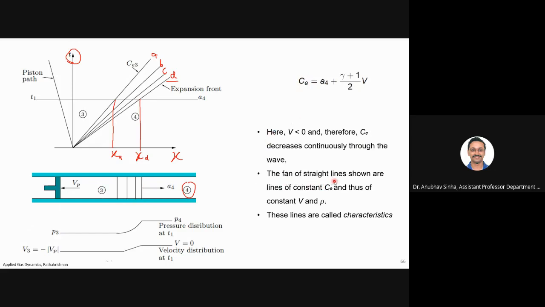Now the fan of straight lines shown are lines of constant C. So these are the lines of constant C. Okay. Thus all these lines have constant velocity and constant rho. Okay. And these lines are called characteristics. These are characteristics for the expansion fan or expansion wave.